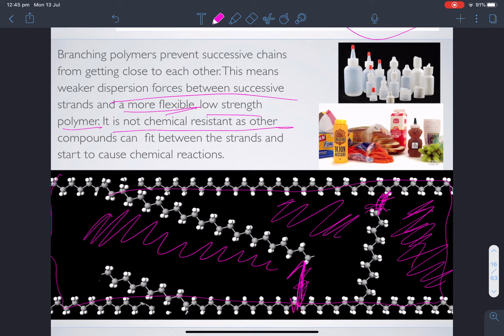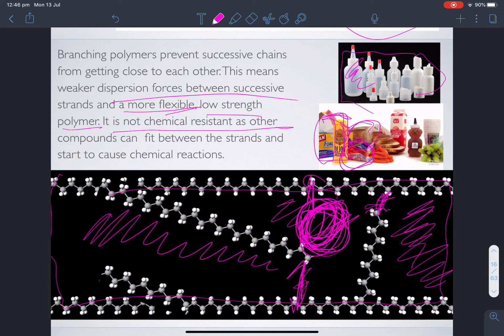It is not chemical resistant, as other chemicals can fit in between here. You can suddenly get something in here that might react and break it apart. Okay? So not as chemical resistant. So in these diagrams, you've got those squeezy bottle kind of things, and you've got Glad wrap or cling film there. You've got these bags here. You've got the coating. Didn't I say that? Well, you've got the coating on the outside of the cartons, the squeezy bottle for honey and stuff like that.